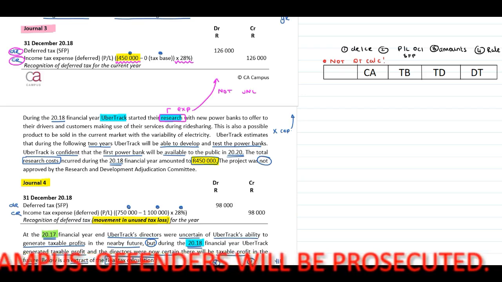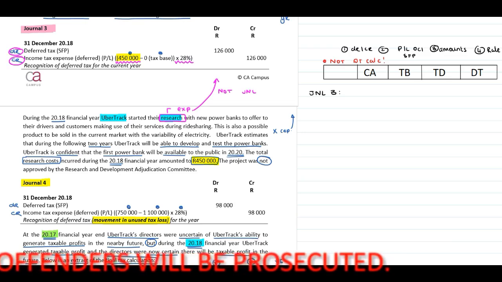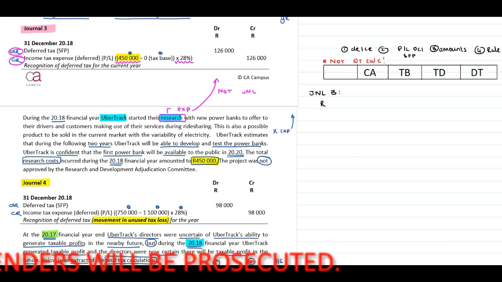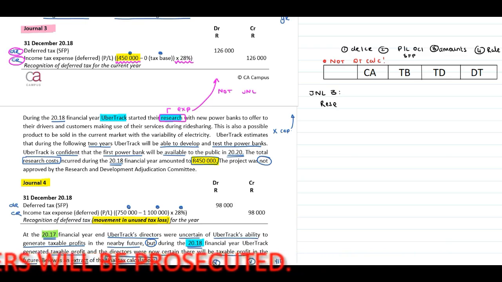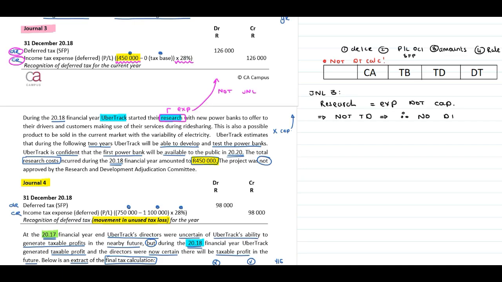We include our heading. This is our journal entry number 3. And we need to state that research costs should be expensed and not capitalized. Therefore, if this is expensed, there will not be any temporary differences. And based on the fact that there's no temporary difference, there cannot be any deferred tax.